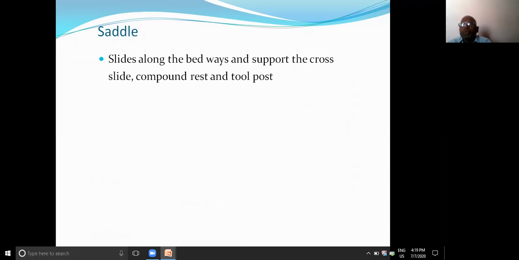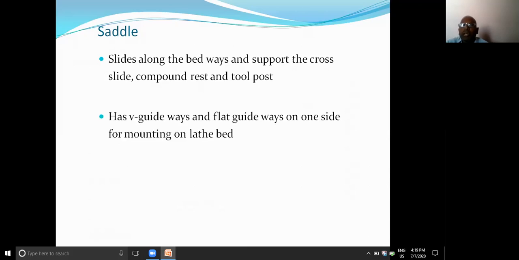If you are not in a position to observe and get an idea from the diagram, then it is not possible to understand the concept of that component. This saddle slides along the bedways. The bottom grooves provided to the saddle are used for sliding the carriage, whereas the male dovetail joint on the top of the saddle is used to place the cross slide. The cross slide carries the compound rest, and the compound rest supports the tool post. It is a total integrated part.